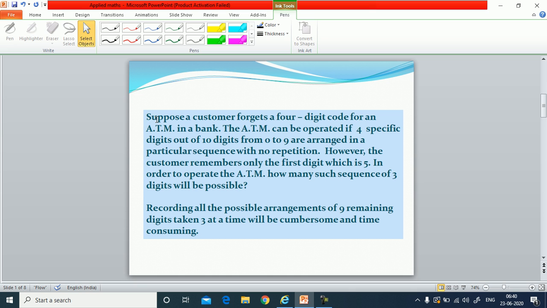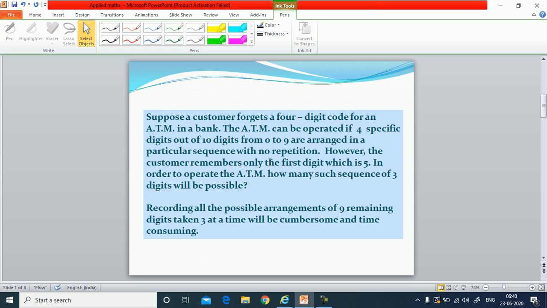Now, the condition is suppose a customer forgets a 4-digit code for an ATM in a bank, and the ATM can be operated only using 4 specific digits out of 9 digits from 0 to 9. So you can see any code can be made up of say 4 digits. In case we want all the 4 digits without repetition, that means none of them is getting repeated, then what those digits will be which we are going to use? They can be anything from 0 to 9.